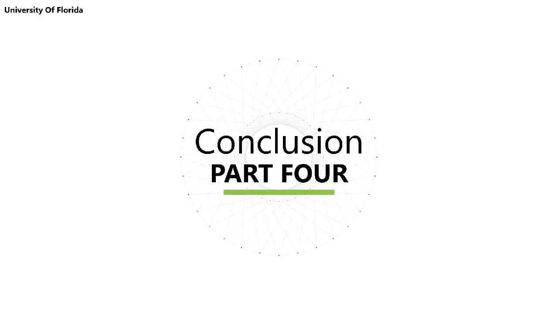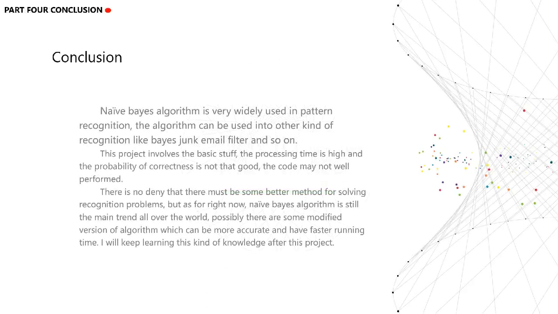So the final part is the conclusion. Because this algorithm is very widely used in pattern recognition, it can also be used for other kinds of recognition, like junk email filters and other things. This project involves the basics, and the processing time is a little high, and the probability of correctness is not that good. So this code may not perform well.